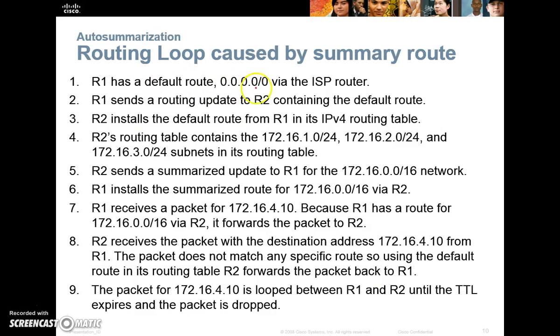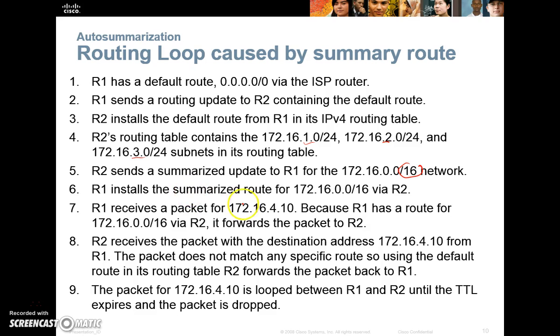R1 has a default route that goes to the ISP, and R1 tells R2 that I have this default route. And so R2 creates the default route in the R2 routing table. Then the R2 routing table also contains routes to these three networks, .1, .2, and .3. And because we turned on auto summarization, R2 will send a summarized route to R1, saying that I have this connection to this network, which is a /16. So it will include from .0 all the way to .255, although R2 only has connections to .1, .2, and .3.